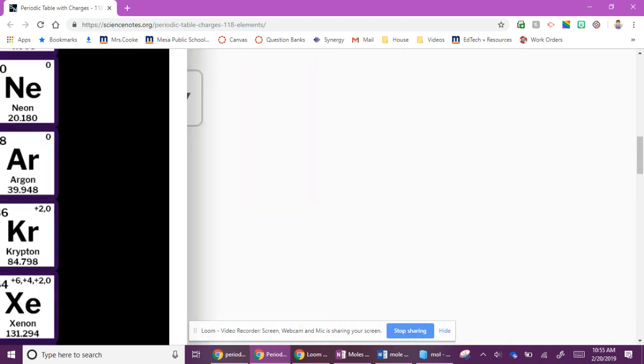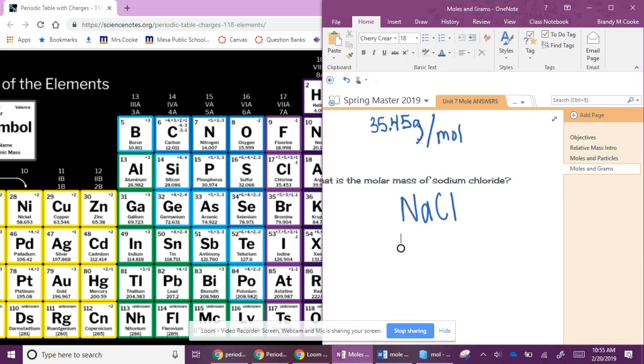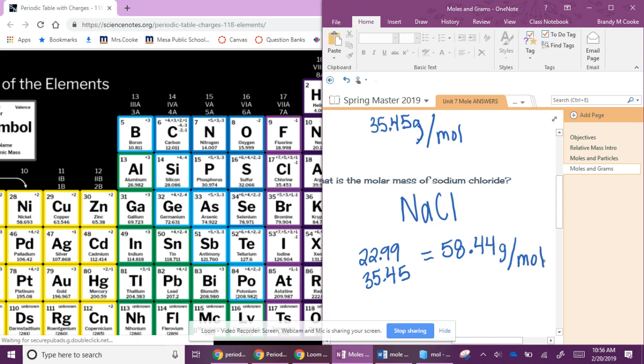So you can use your periodic table. You can Google periodic table or whatever you want to do. But Na is 22.99 and chlorine is 35.45, and I'm going to plug that into a calculator because doing math in our head risks making a mistake. And our answer is 58.44 grams per mole. Just like that. Easy enough, yeah? Hopefully.